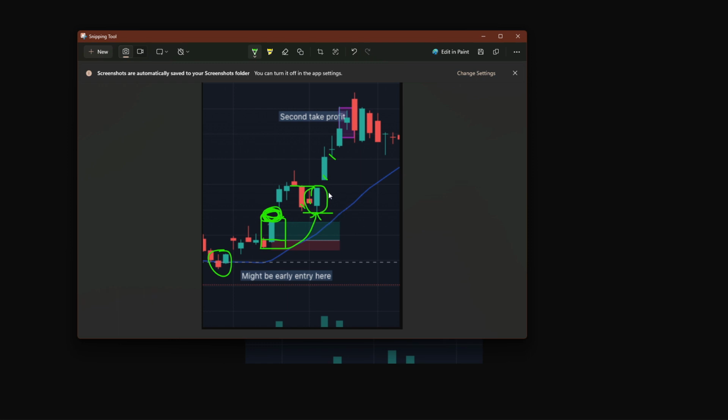Okay, and then we get another 1, 2, 3, 4, 5 candles in a row. As soon as that one closes, you move your take profit up here for a partial stop loss, which locks in 75% of the position right there. And then what you've got here is another take profit.